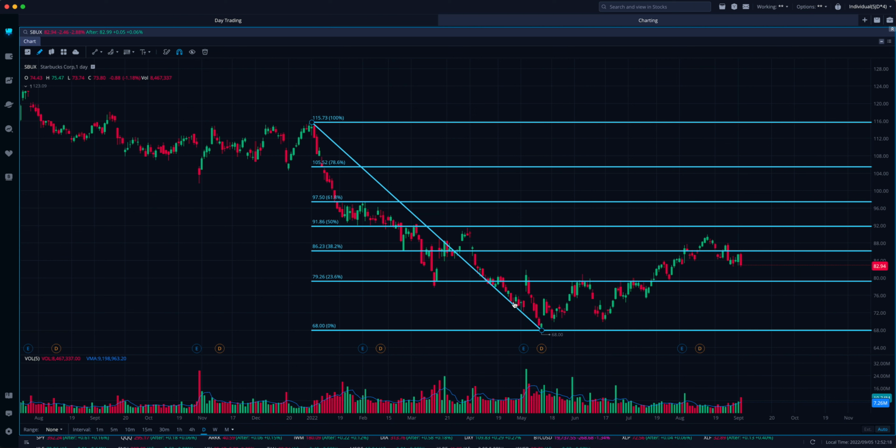So on fibs, it's the same way. If your fib is incorporating a year's worth of data, those levels should be stronger than a couple weeks, all right?